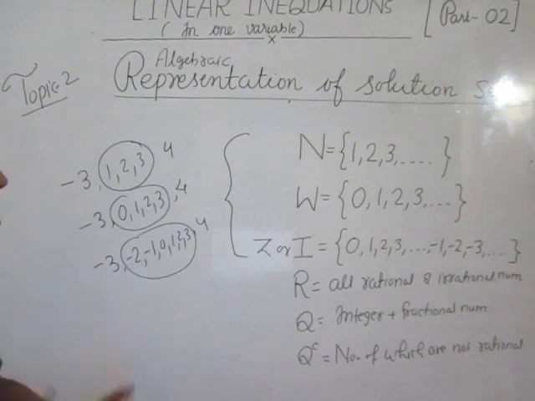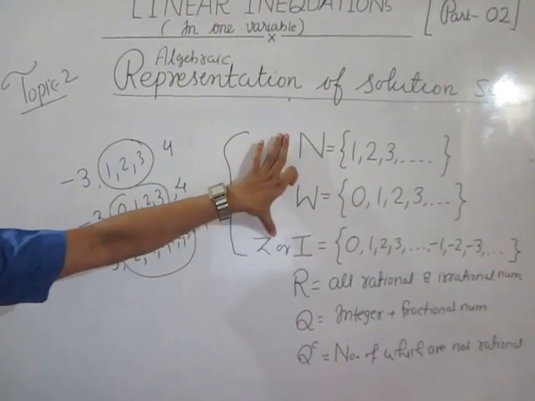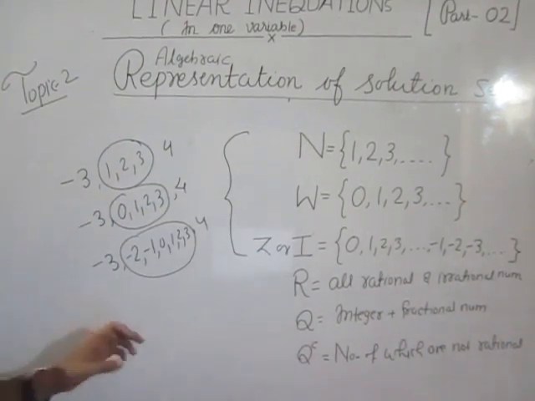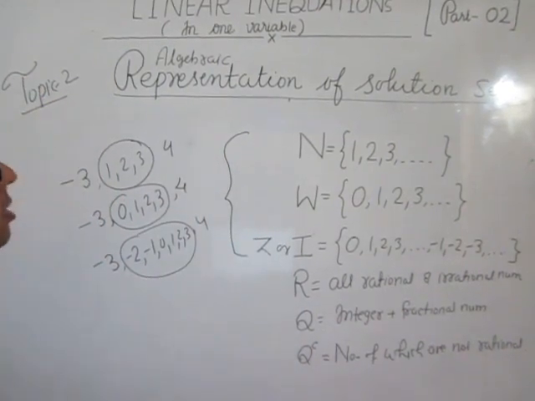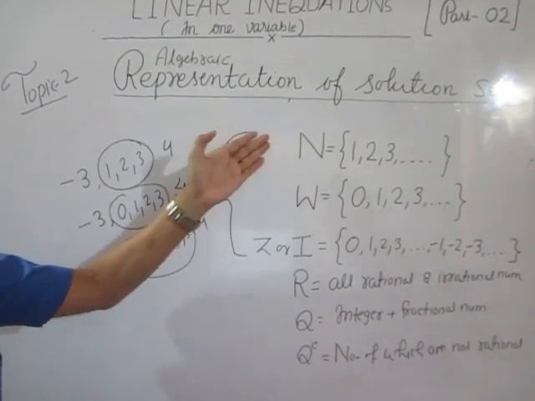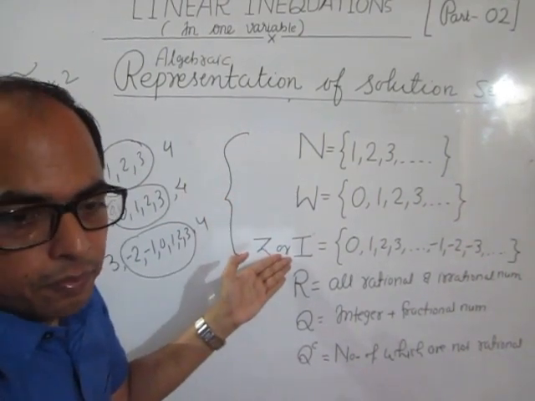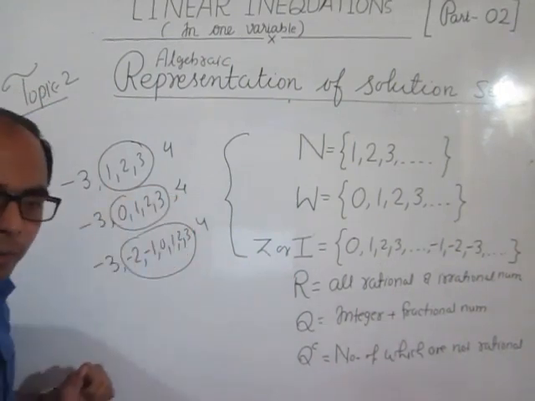So why are we able to make the list of these three kinds of numbers between two numbers? Because between two numbers there are a finite number of natural numbers, a finite number of whole numbers and a finite number of integers, so we are able to make the list of numbers.